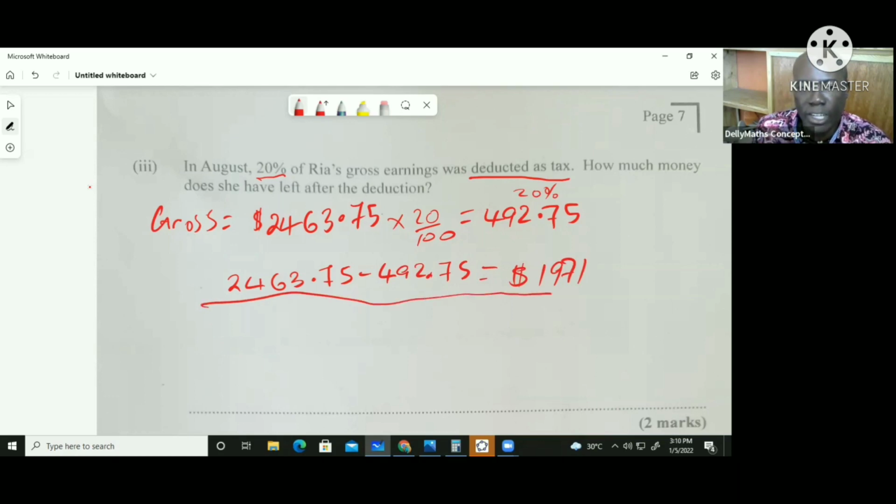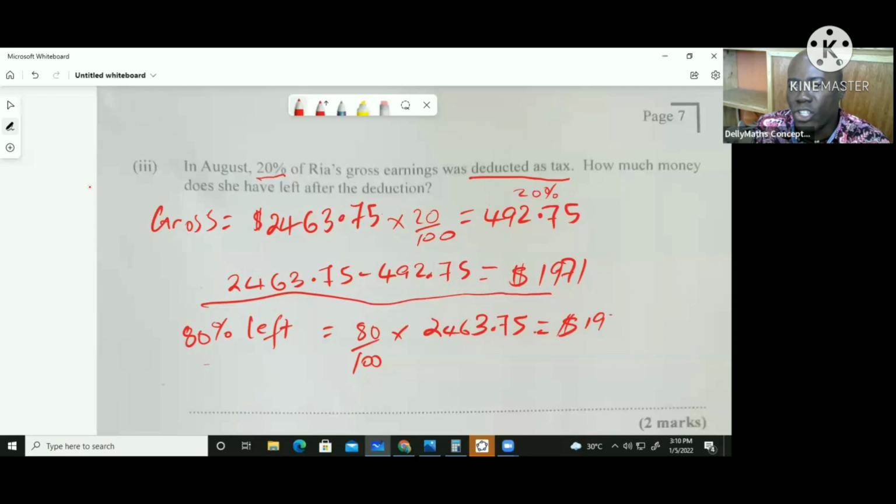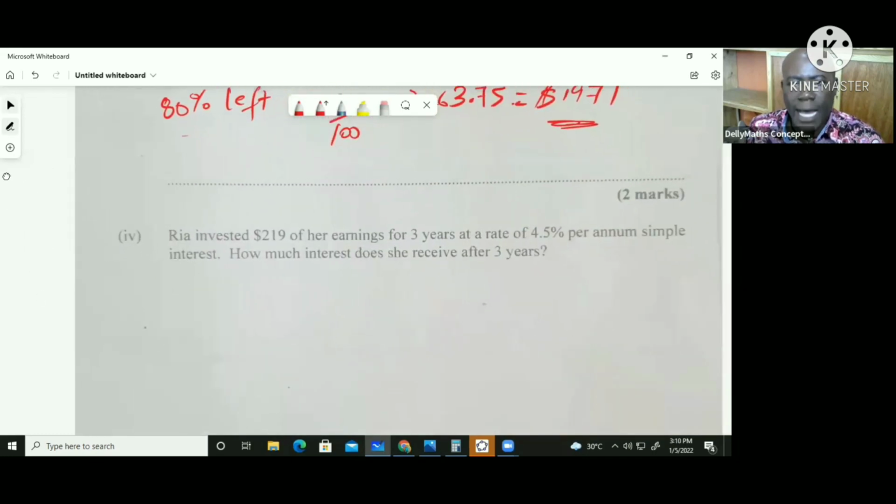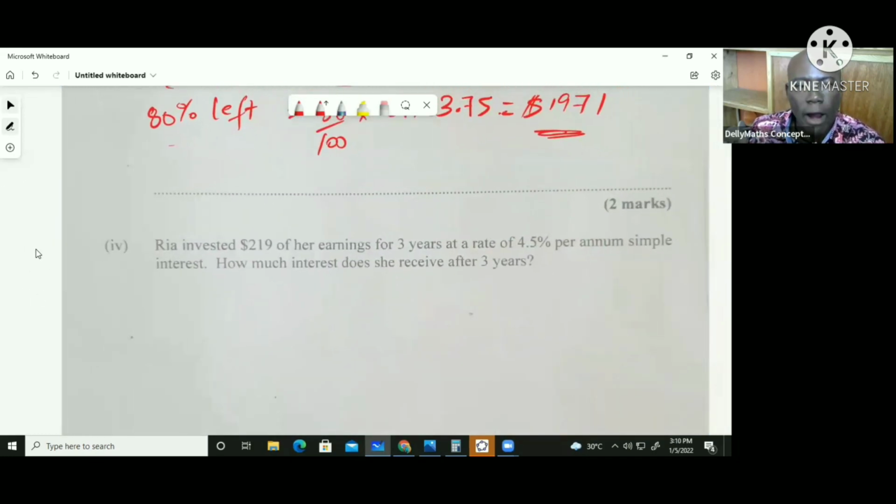Let us look at a second approach. We can approach this by the fact that if 20% comes out, then she will be left with 80%. That means if I find 80% of 2463.75, I should get the same response. So let us put it together. We still get $1,971. That's what is left after the deduction. So there it is. Let's look at the last piece now, part 4.